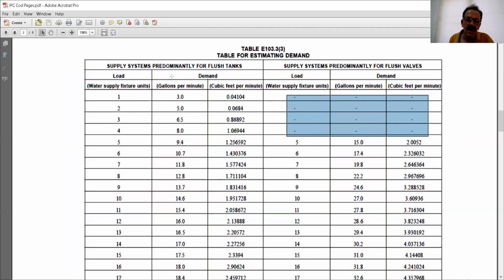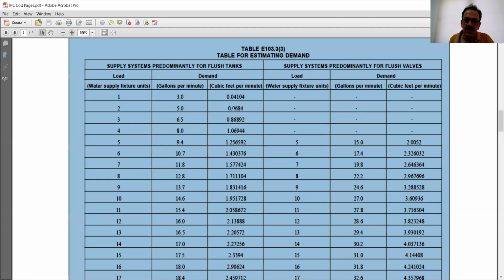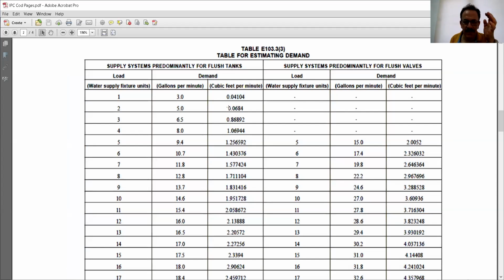But in case you have a flash tank, 2.4 will be between 0.064 and 0.868 feet cube per minute. In this case, you have to do interpolation between these two numbers. Yes, you have to do interpolation to find exactly how many feet cube per minute are required for the dishwashing machine and the sink.